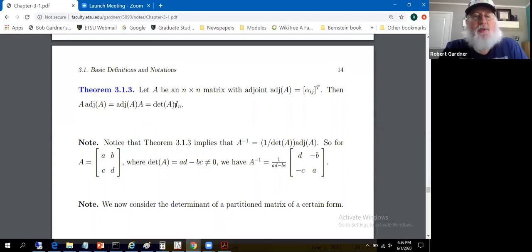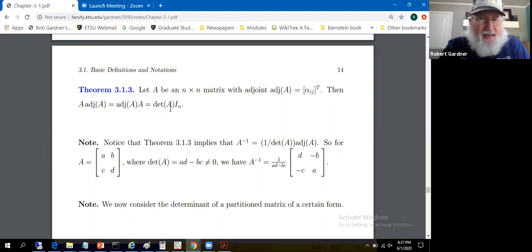Hey, look at this. If we were to take this rightmost side of the equation and divide through by the determinant of A part, it's just a scalar, unless it's zero. If it's not zero, divide through by determinant of A, we'd have the n by n identity matrix equals A times 1 over the determinant of A times the adjoint of A, or A times the adjoint of A times 1 over the determinant. We got that commutativity, and that's an inverse. So we can find A inverse by taking the adjoint of A and dividing it by the determinant of A.